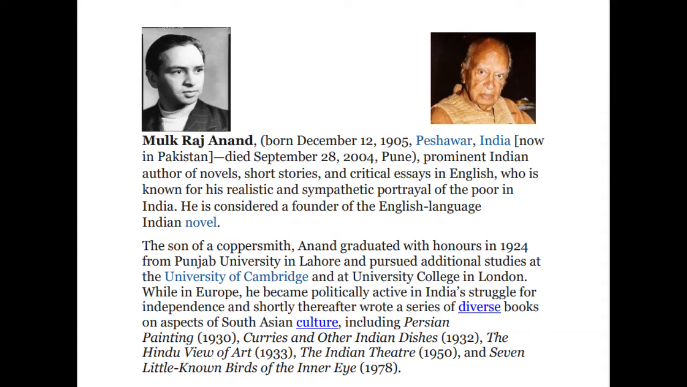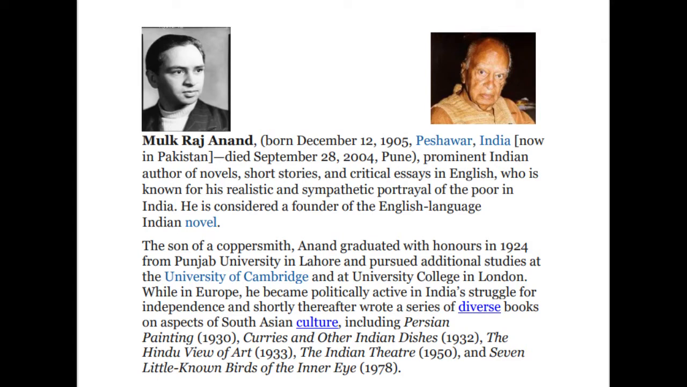1905 in Peshawar, India, now in Pakistan. Earlier Peshawar was a part of India in 1905, as you very well know, because India got independent in 1947, and before that the entire Pakistan was India. So we can say that he was born in India in a place Peshawar, and he died on September 28, 2004 in Pune, that is after independence.